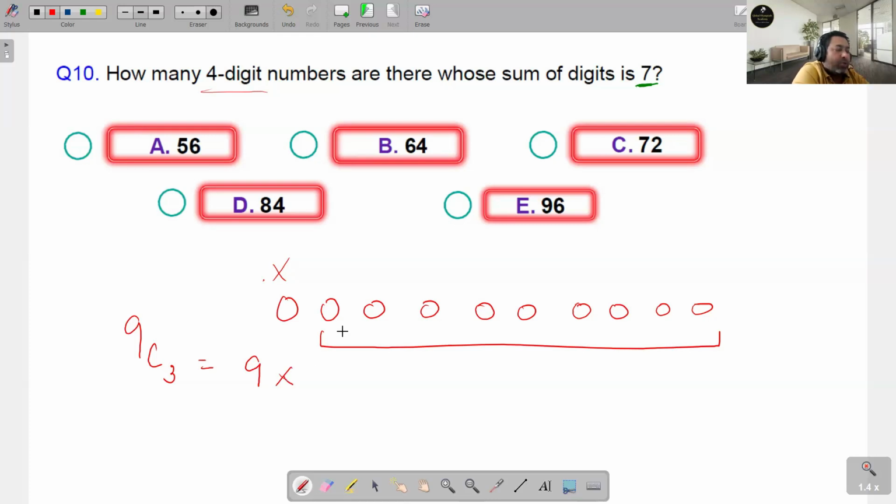Then you select the second one, you have 8 ways to choose from. Then you select the third one, you have 7 ways to select from. But in this case, you are actually counting them 6 times over. Why are you counting it 6 times over?